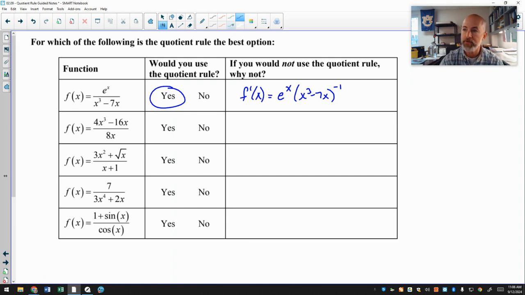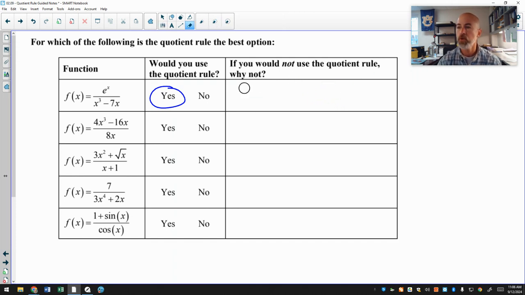However, while you may prefer the product rule, right here we have something that would actually require the chain rule. We have something ugly to the -1 power. So I did turn that into a product, but it's now a product with a chain involved, and we have 2 derivative techniques. I think it would be easier just to do the quotient rule with the original problem. So I would absolutely use the quotient rule on the first one.